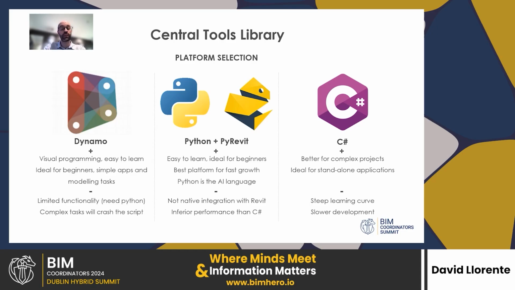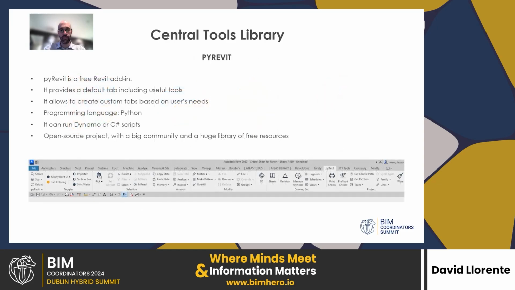So for us at that moment, we decided to use Python and PyRevit. PyRevit is a free Revit add-in. You can download it and install it, and it already provides a default tab with some useful tools. But additionally, the good point of PyRevit is that it allows users to create their own tabs, scripting in Python. You can also run Dynamo and C# scripts. And it's important to highlight that it's an open source project, which is good because it has a big community and a huge library of free resources available for developers.